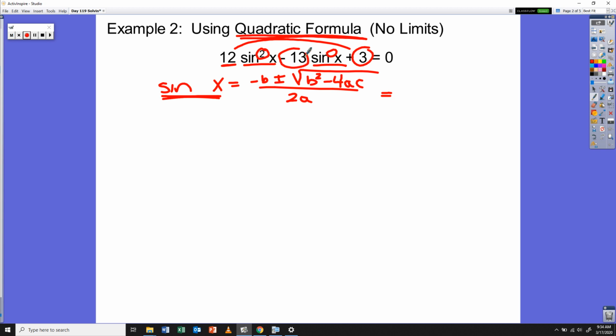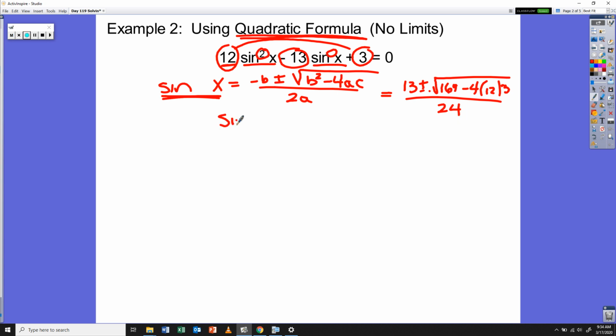Our b value here is -13, so we're going to get 13 plus and minus the square root of -13 squared is 169 minus 4 times a, which is 12, times c, which is 3. And all of that's going to get divided by 2 times a, which is going to be 24.